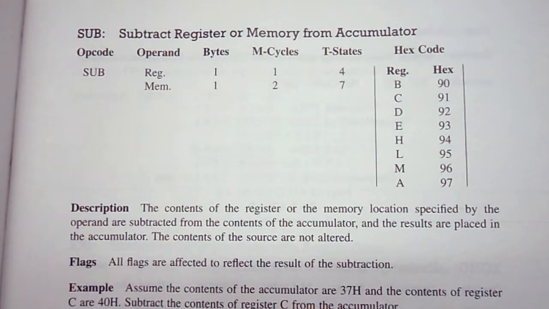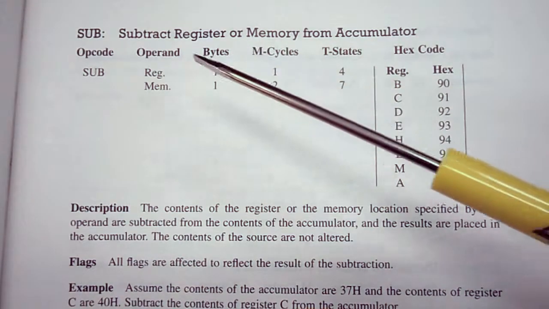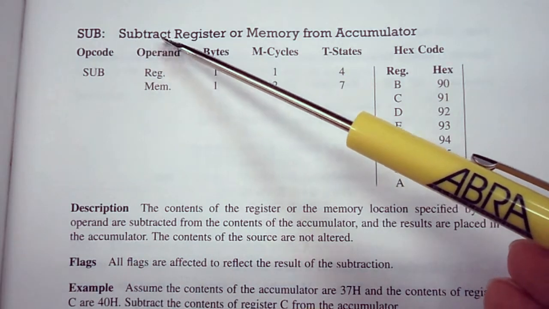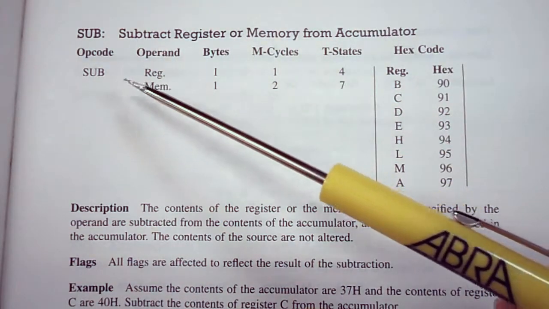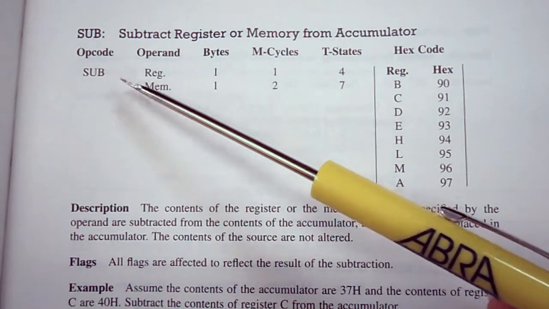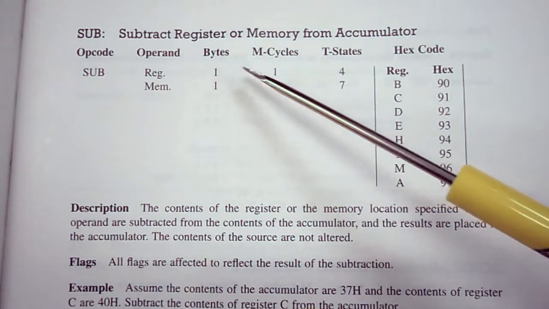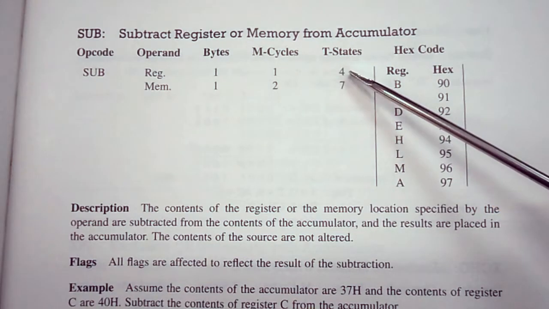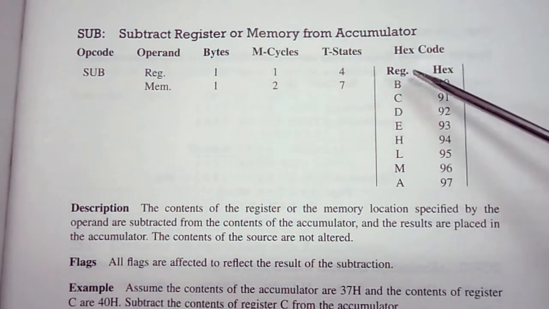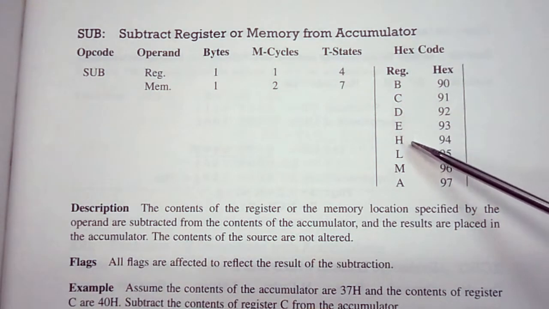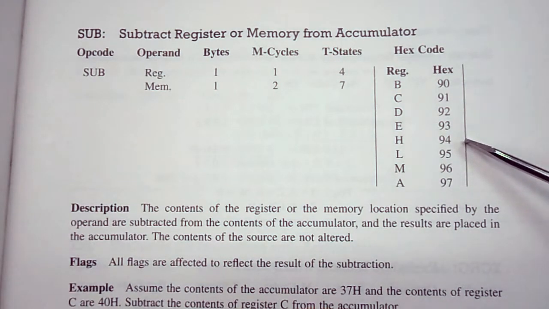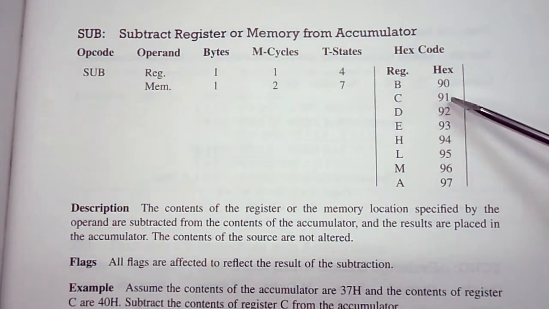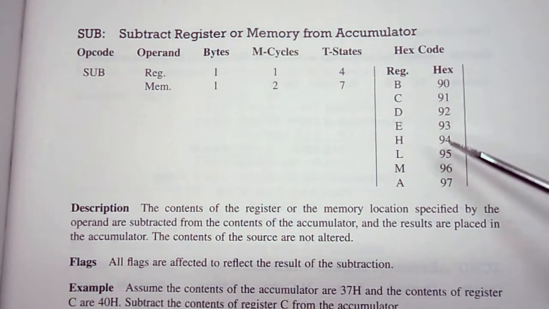I just want to refer you to page 773 of your textbook. You can see they have the SUB command in there, subtract register or memory from accumulator. The opcode is SUB, and it's 1 byte, 1 machine cycle, and 4 T states. Now, depending on the register that we're going to be using, it has a different hex code. So we're using the SUB C, and the code is 91.